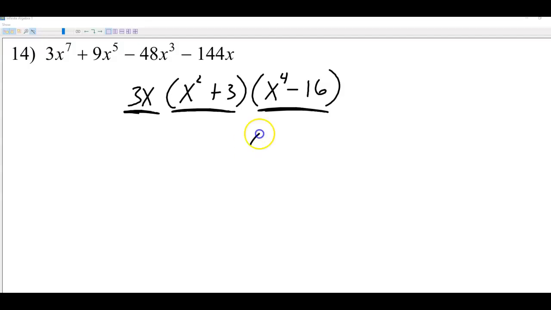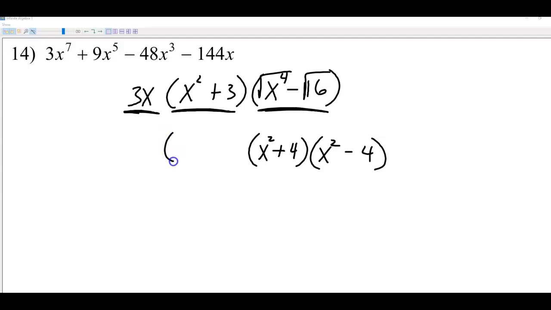So what we do is we're going to write 2 parentheses underneath of it. We take the square root of this one. What's that? That's this guy, yeah, but this guy, what's the square root of x to the 4th? What times itself would give you x to the 4th? So we're going to put an x squared here and an x squared here. And what's the square root of that? 4. You make one a plus, you make one a minus. All right? The others are done. They're prime, so we're just going to bring them down.